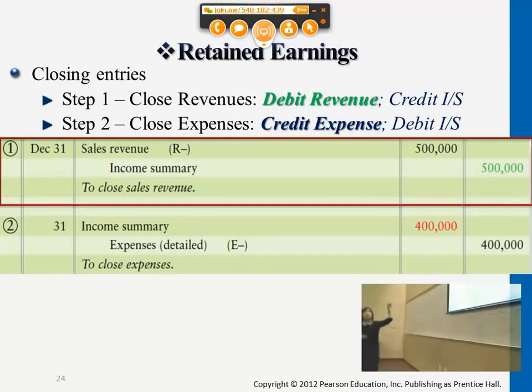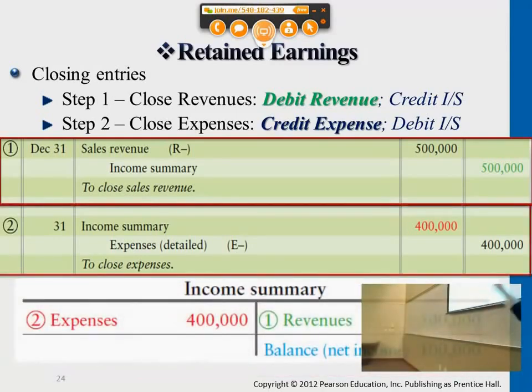So here's an example, just very simple. If we have sales revenue of $500,000, and we want to close it at year end, we would debit sales revenue. Again, if we want to zero out accounts, we would post it in the opposite direction. So for sales revenue, the normal balance is the right side. When we close it out, we would debit this account.